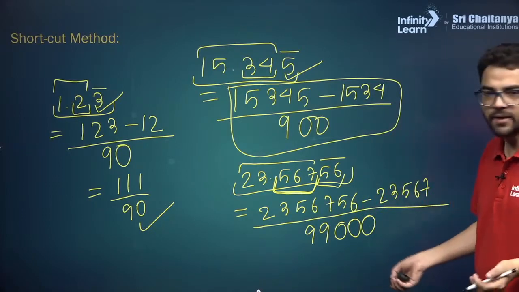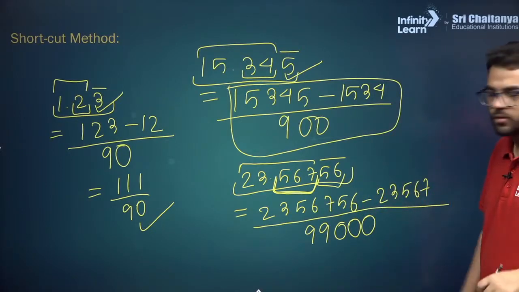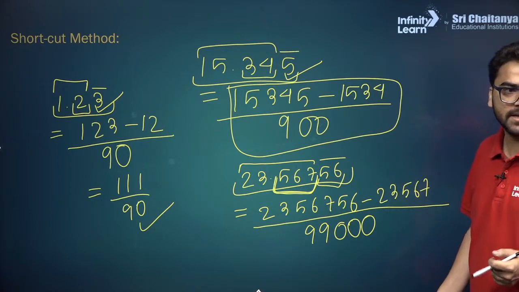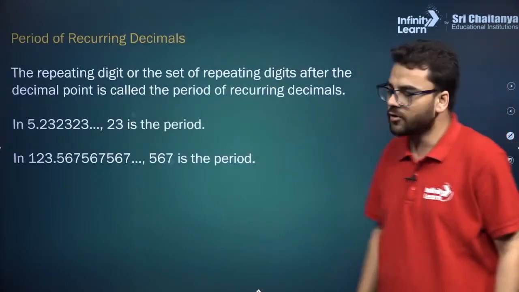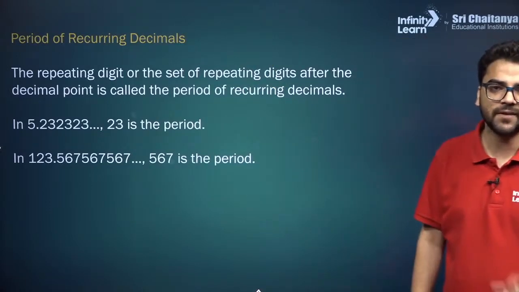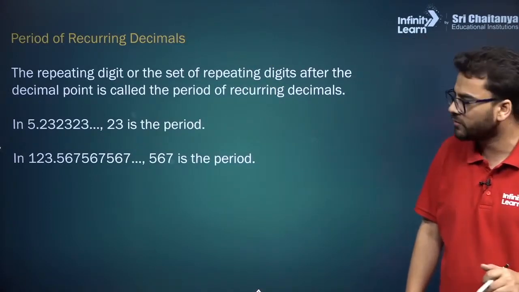That is simple. You can take one more example over here. It's all up to you, right? I hope it is clear. So there is one more concept of period of recurring decimals. It's a very simple thing. You don't have to do much over here.